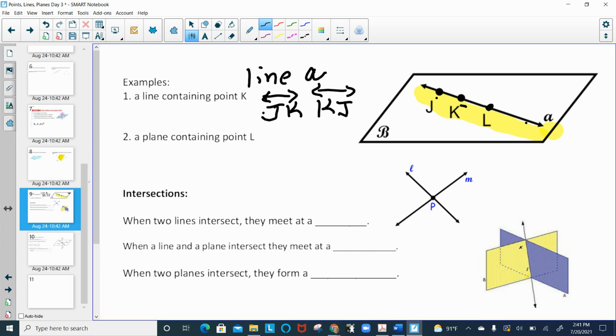So we can do one of 2 things. We can name it with its nickname, and that nickname is B. Or we can name it with 3 points that are not on the same line, that are not collinear. But the problem with that option is all 3 of our points, J and K and L, are on the same line. And we don't have any other points. So we can't use the 3-point method here. So we're stuck with the nickname.